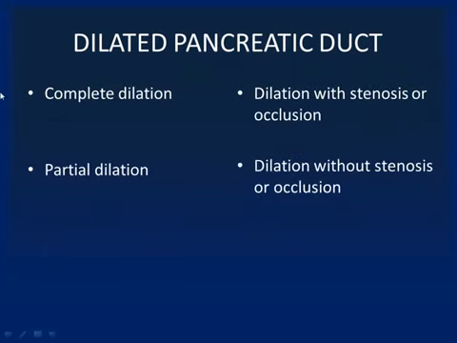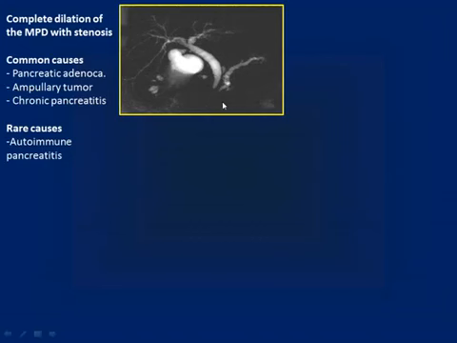So we have seen different examples of dilation of the main pancreatic duct and associated side branches in cases of acute pancreatitis, chronic pancreatitis, and different types of tumors. And we have seen cases of complete dilation, partial dilation, associated or not with stenosis or occlusion of the main pancreatic duct. I will go through a few examples just to simplify the approach to the dilation of the main pancreatic duct, starting with some cases of complete dilation associated with stenosis.